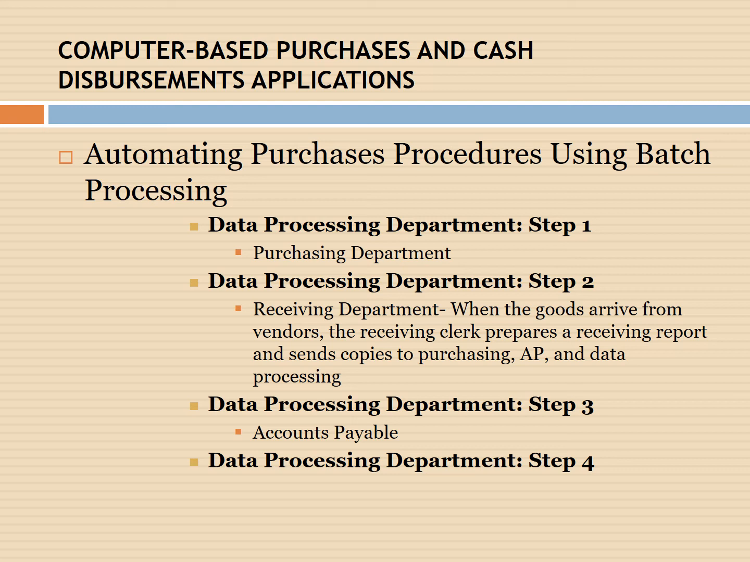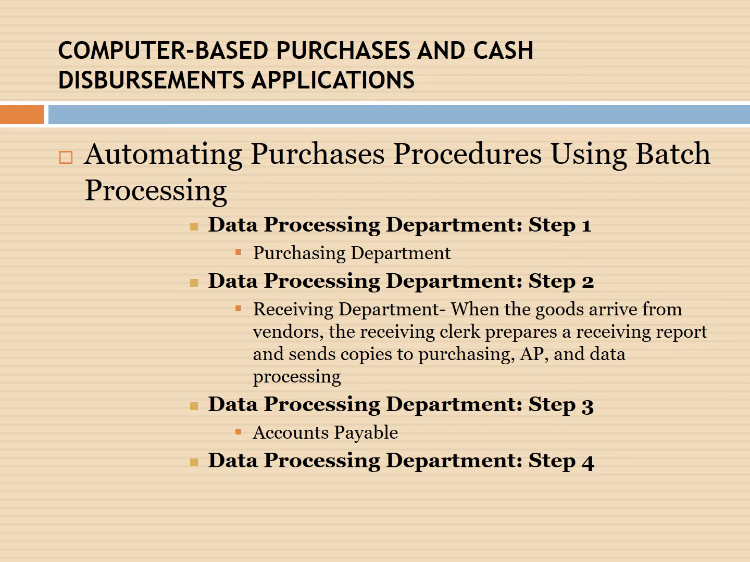Receiving department. When the goods arrive from vendors, the receiving clerk prepares a receiving report and sends copies to purchasing, accounts payable, and data processing. In step 2, a copy of the purchase order is sent to data processing and used to create a record in the open purchase order file. The associated requisitions are then transferred from the open purchase requisitions file to the closed purchase requisition file.